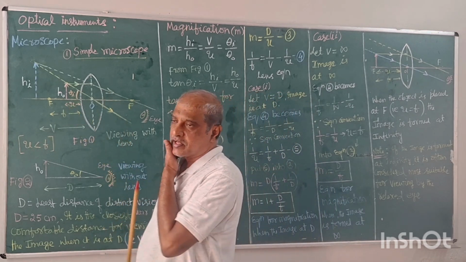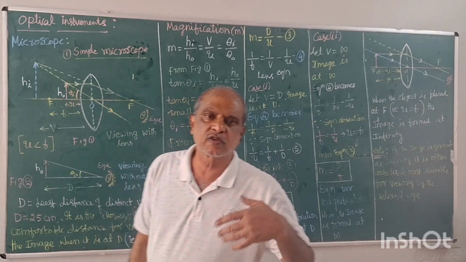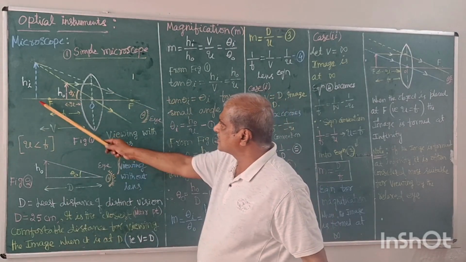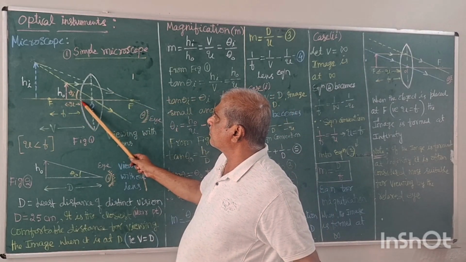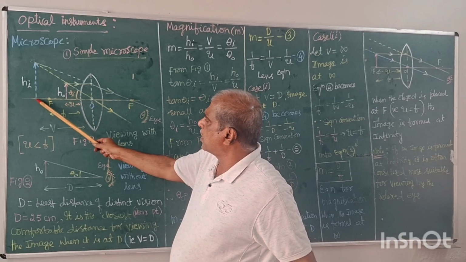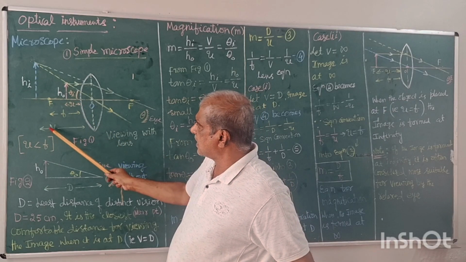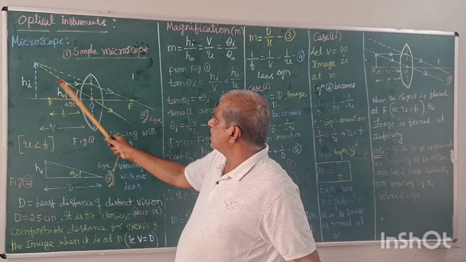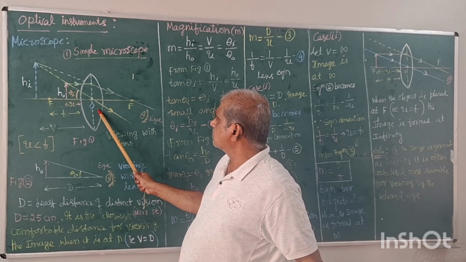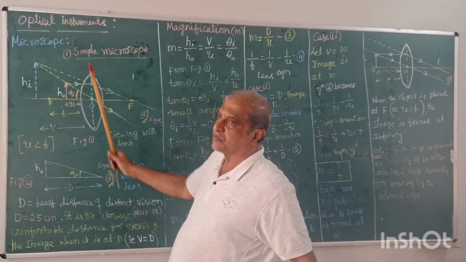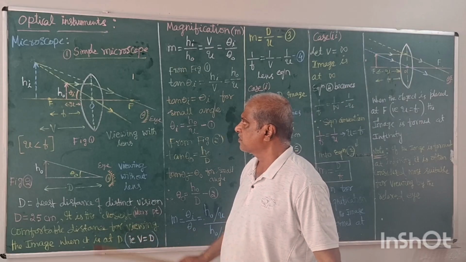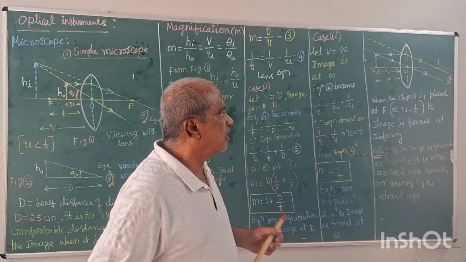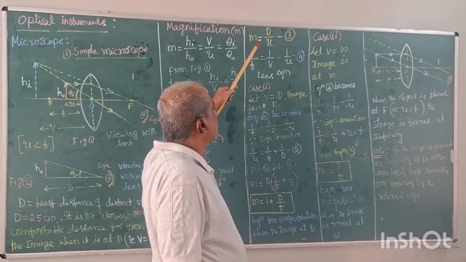So that is one case. And more than this, it is even clearer. Less than this, no clarity. If the image is forming at a distance less than D, we cannot see the image, it is blurred. So the minimum is this value. So then this is one possibility.